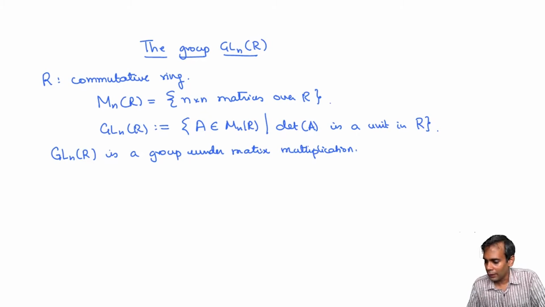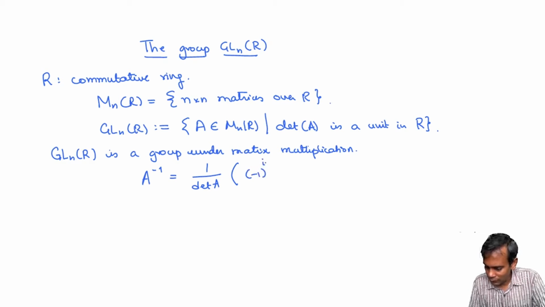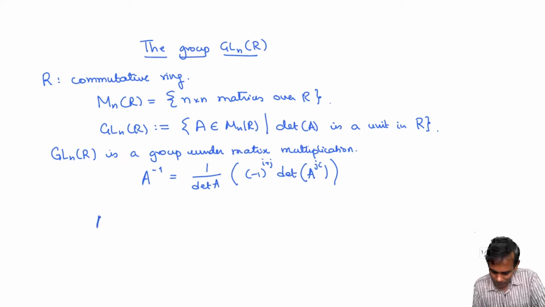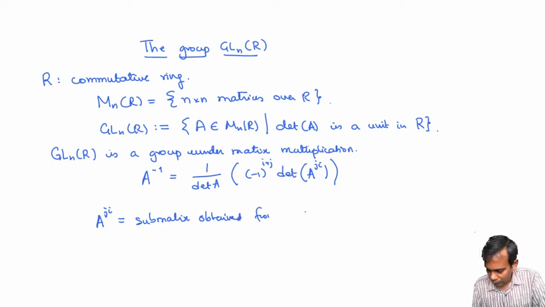The only thing we need to know is whether a matrix whose determinant is a unit in R has an inverse or not. But for that, we can use the well-known formula for the inverse of a matrix. It's 1 over determinant A times the matrix whose ijth entry is (-1)^(i+j) times determinant of A superscript ji. So let me just explain what this means. A superscript ji is the submatrix obtained from A by deleting the ith row and jth column.